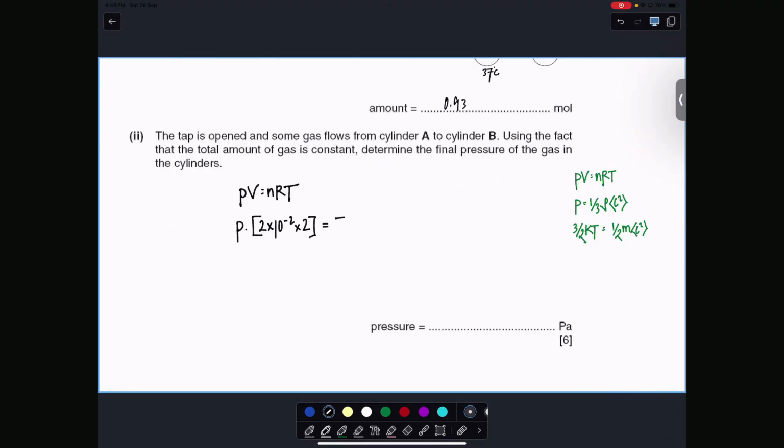It's going to be the total moles we have, 0.93 plus 1.2, into R, which is 8.31, into temperature, which is going to be 37 plus 273.15. So from here, P would be the answer. Can somebody check the answer? Right, 1.37 into 10 to the power 5.